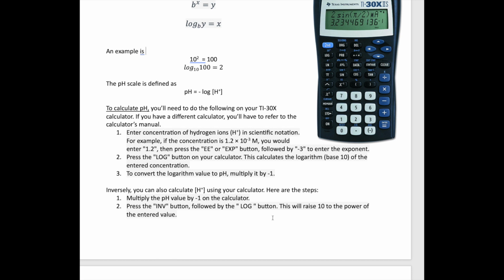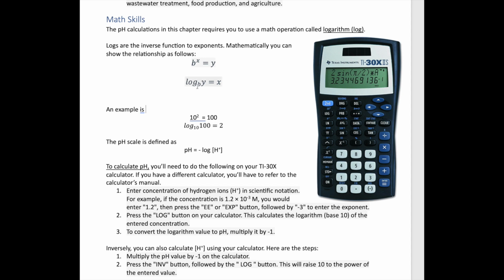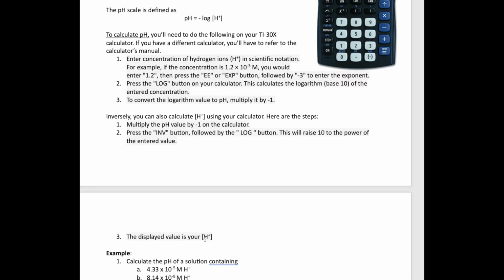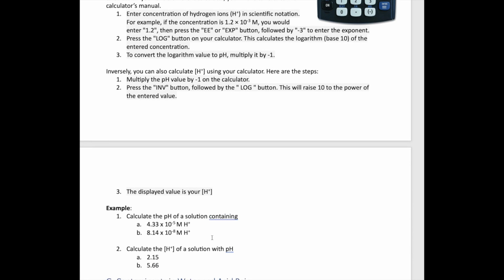This will do the inverse operation, and as I said earlier, log and exponential are inversely related. This will just raise 10 to the power of that number that you just multiplied by -1. And then whatever number you show on your calculator, that would be your H plus concentration.